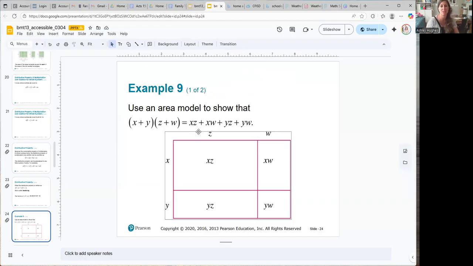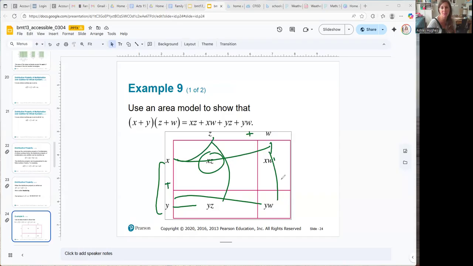Using the area model to show that x plus y times z plus w is equal to these terms here. So this is one way to illustrate that. We have x plus y here, and then z plus w here, and then multiplying x times z is xz, y times z is yz, x times w is xw, and y times w is yw. And then you would just sum up these terms.